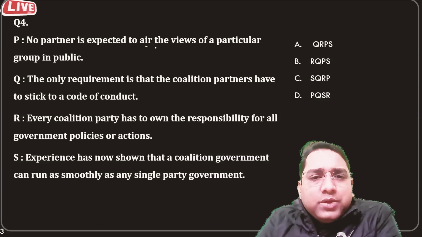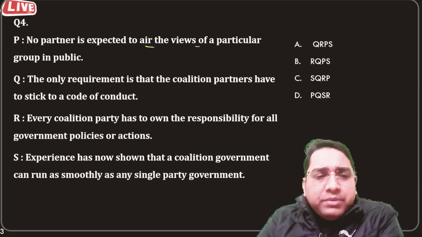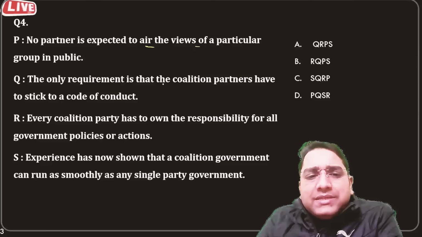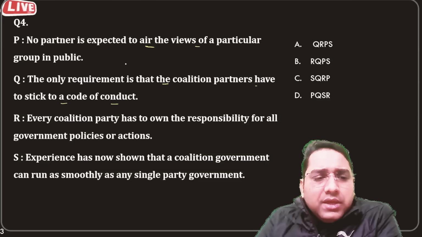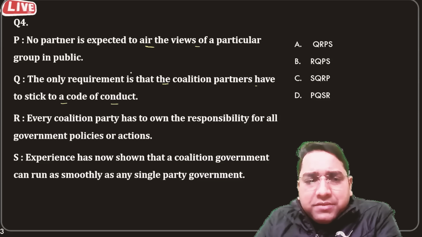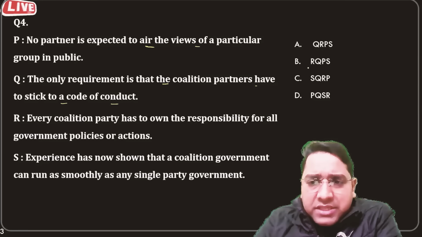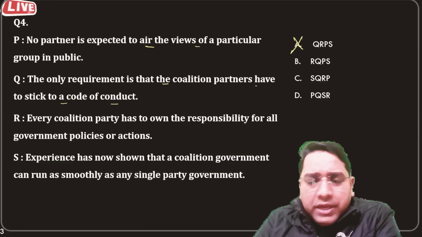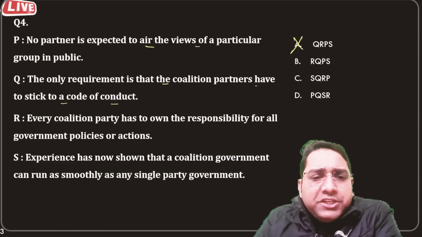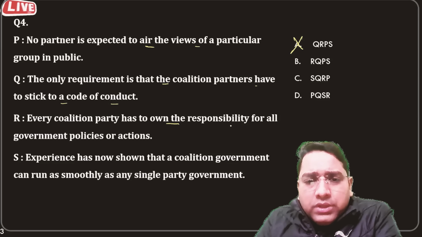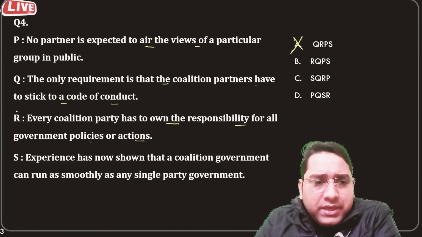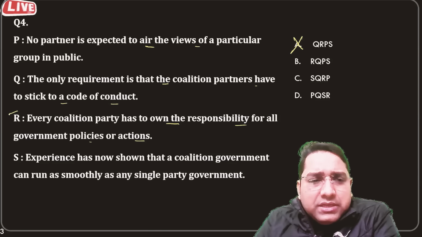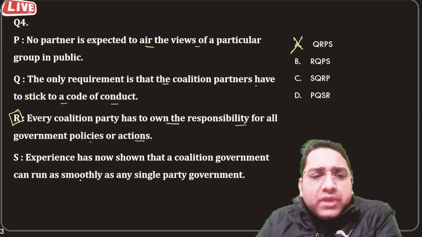No partner is expected to air the views of a particular group in public. The only requirement is that the coalition partners have to stick to a code of conduct. But what is the specific condition? We do not have any idea. What is the only requirement, and requirement of what? That is, Q should not be the first line. We will rule it out. Every coalition party has to own the responsibility for all government policies or actions. Yes, R makes sense. It can be the first line.